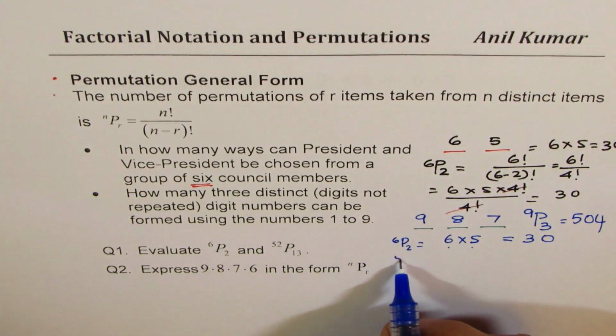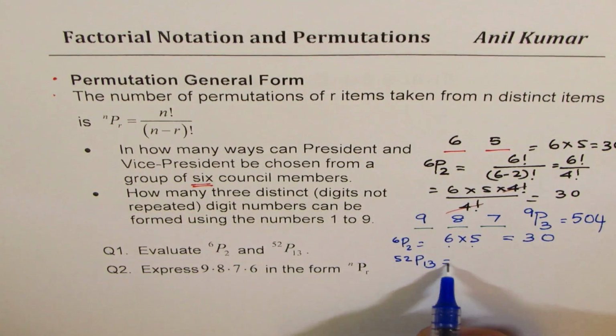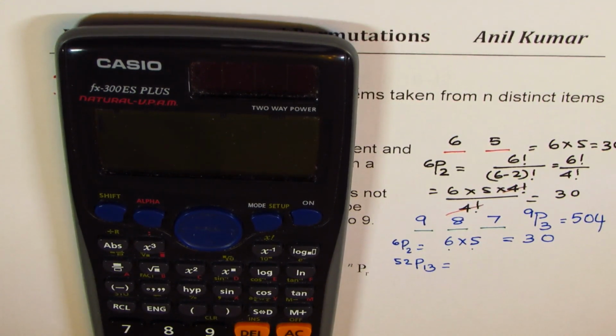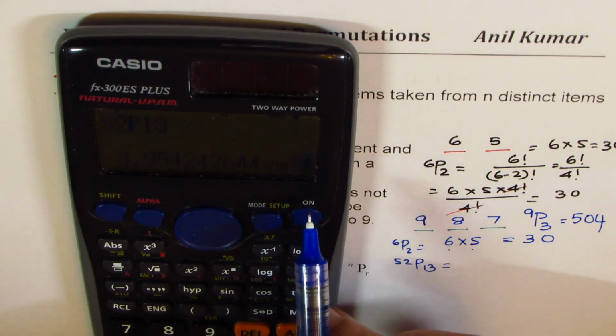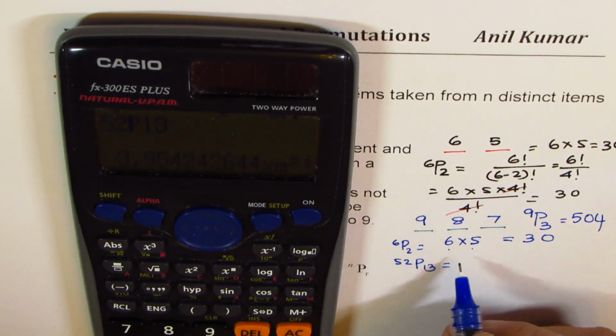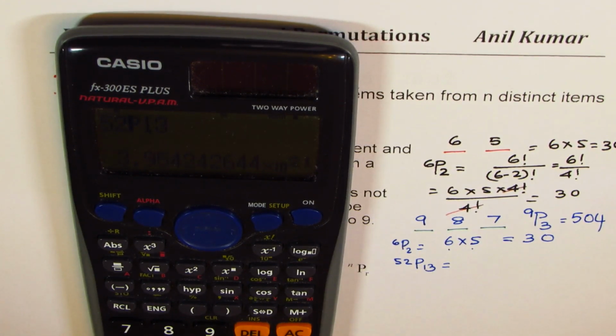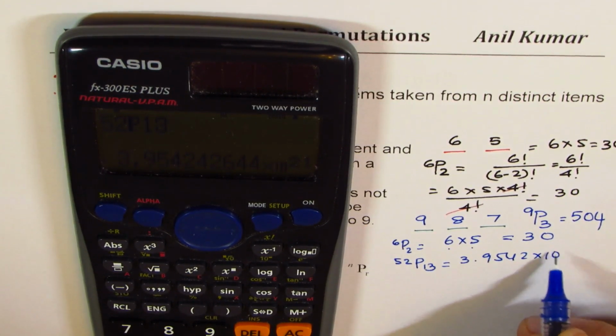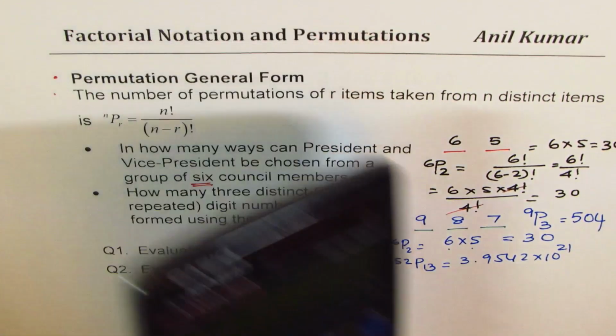Now how to do 52p13? Now 52p13 you will be calculating in the game of cards where there are 52 cards in a pack and 13 are distributed. Okay, so that is 52 shift, and here is the nPr function, and 13 equals. It gives you a very big number which is 3.94 times 10 to the power of 21, right? So anyway, you expect very, very big numbers at times. So let me write this as 3.9542 times 10 to the power of 21. Is that okay?